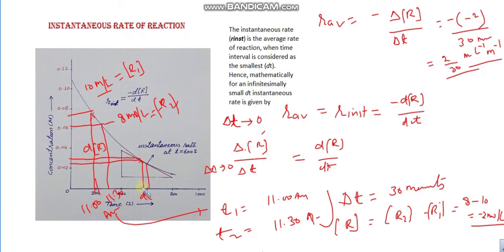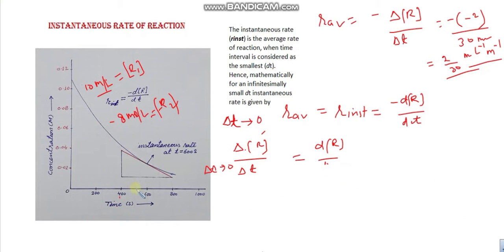12:30 and this is 12:30 seconds. There is a gap of 30 seconds and there will be a small difference here. So a small difference in concentration, suppose it is 0.01 mole per liter, and a small interval is suppose 1 second or 2 seconds. So 0.01 by 2 seconds.